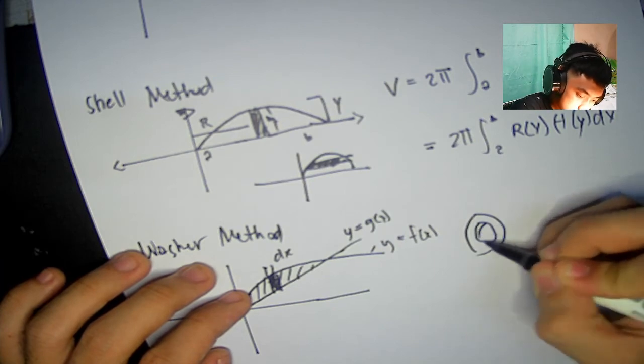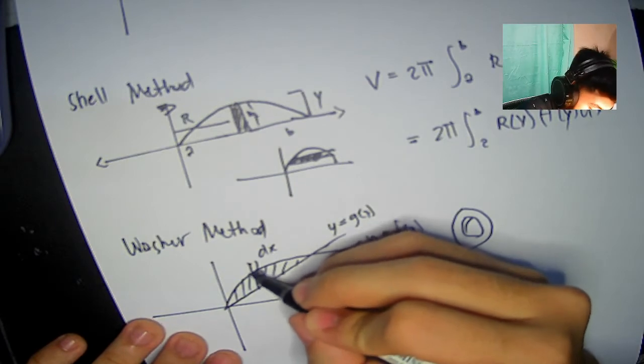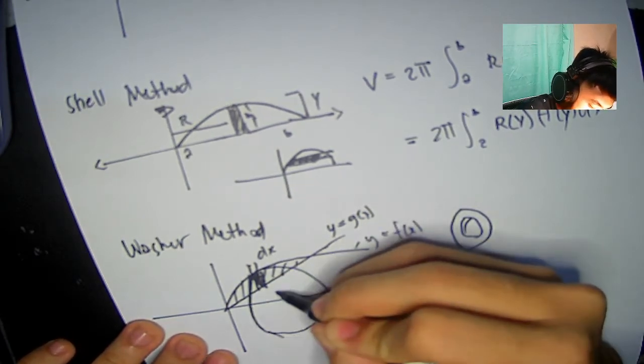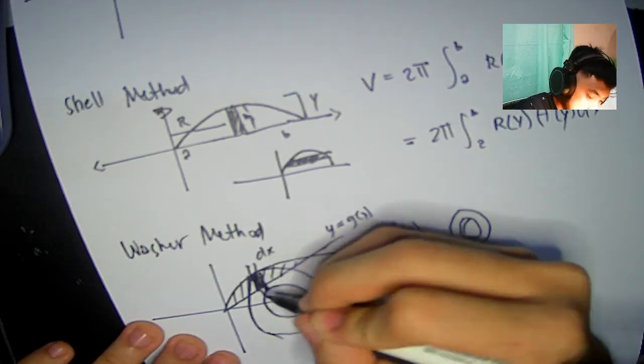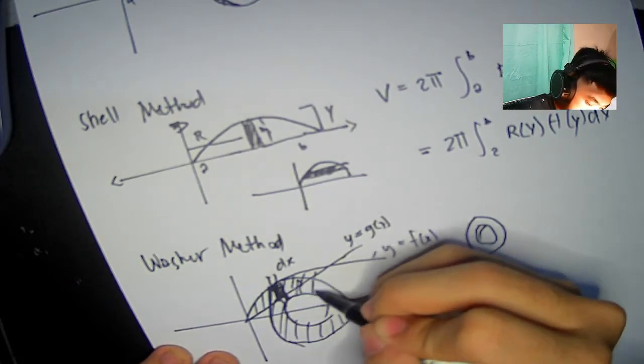That. So the washer looks like that. So let's draw a washer here. So the thickness is our dx, and this is our washer.